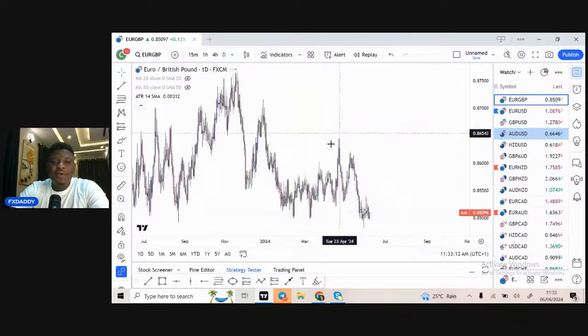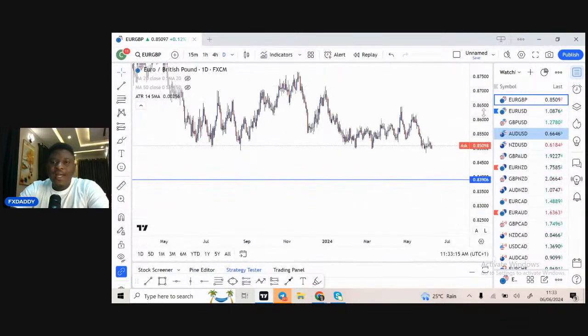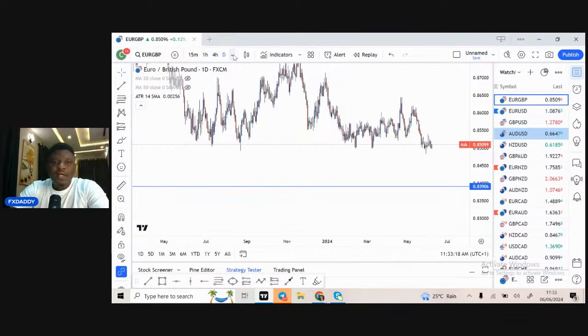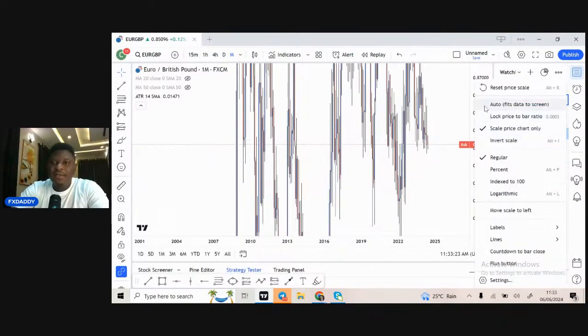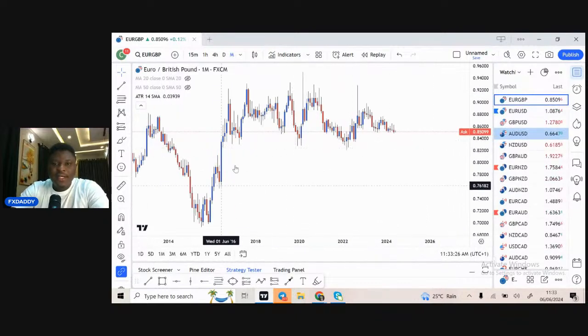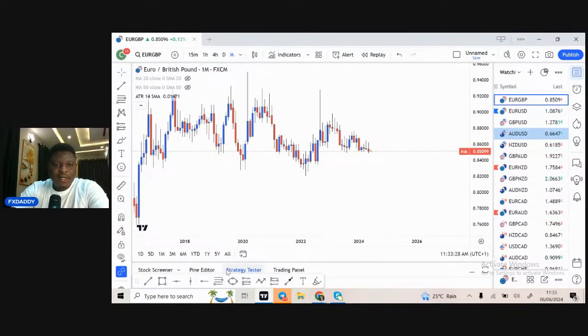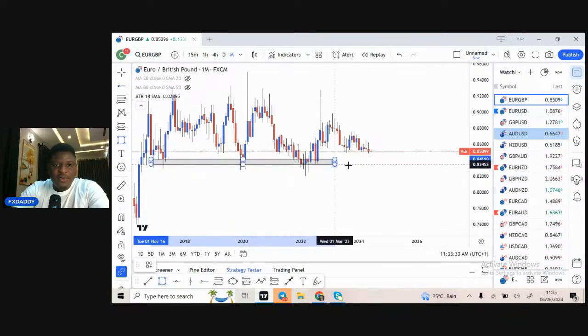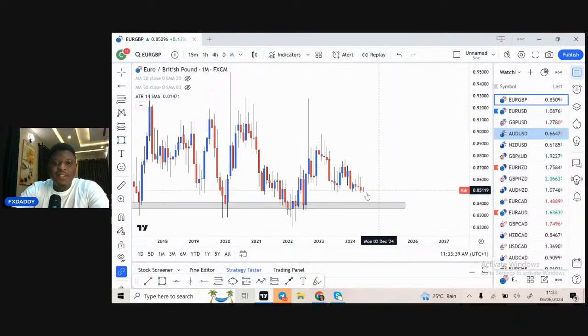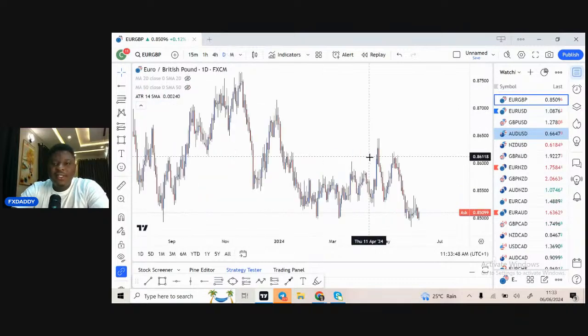On EURGBP, we are clearly seeing that we still have some possible movements to the downside. This is a monthly time frame, and here we are seeing the next support somewhere around this level. This whole level here is where we are seeing the next possible support. So this market still has some movement to go to the downside, because we're having a series of lower lows and lower highs, even on a monthly time frame.